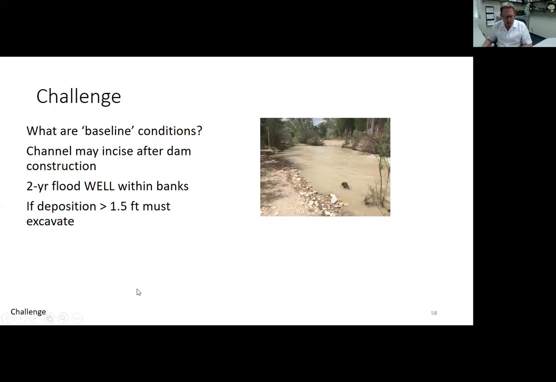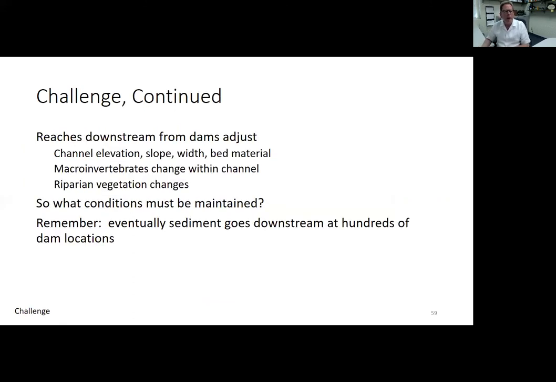So a couple of challenges that we face. What are baseline conditions? What needs to be preserved in the field? A channel, after all, may change in size after a dam is constructed. The 2-year flood, for example, on Ferron Creek is well within the banks. What about deposition? Is that going to be allowed or not allowed at all?